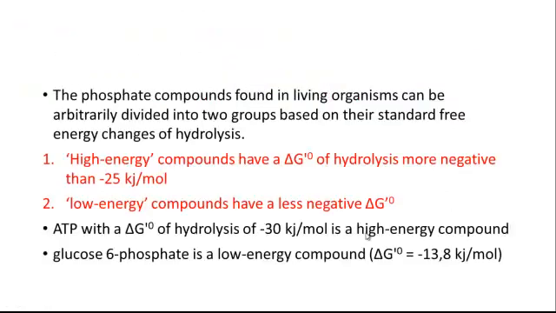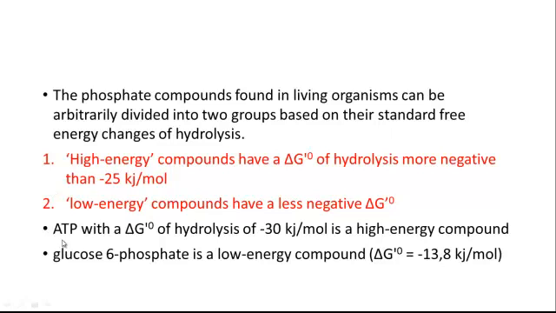Another important point is that the phosphate compounds which are found in living organisms are arbitrarily divided into two groups, and this grouping is done on the basis of the amount of free energy which is produced as a result of hydrolysis. The first group is the high energy compounds and the second is the low energy compounds. Among the high energy compounds are the compounds for which hydrolysis releases energy that is more than minus 25 kilojoule per mole, meaning any compound which has a free energy above minus 25 kilojoule per mole will be categorized under the heading of low energy compounds.